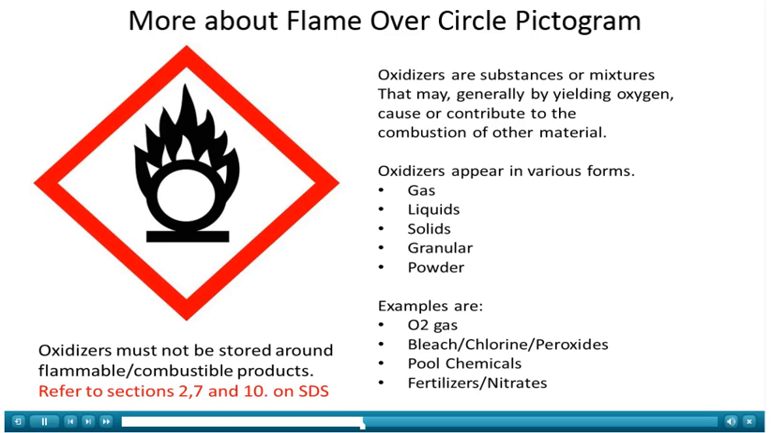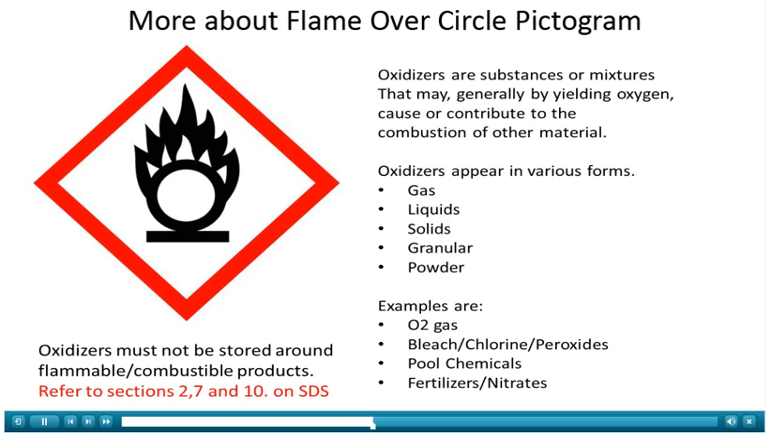More about the flame over circle pictogram. Oxidizers are substances or mixtures that may, generally by yielding oxygen, cause or contribute to the combustion of other material. Oxidizers appear in various forms: gas, liquids, solids, granular, powder.